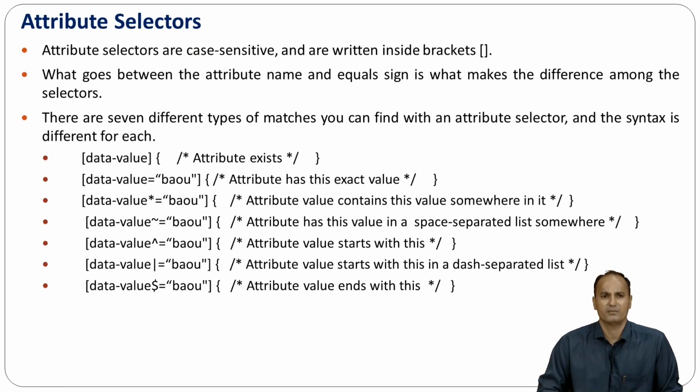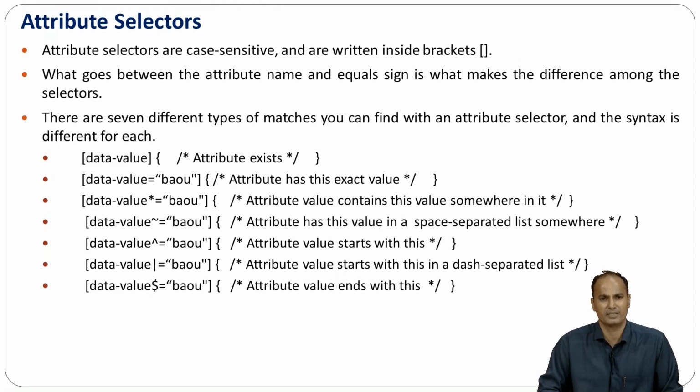Then after that we have various kinds of attribute selectors. In an HTML document we have various tags having various attributes. So through selectors we can have different kinds of CSS effects. Attribute selectors are case sensitive and are written inside brackets. What goes between the attribute name and the equal sign is what makes the difference among the selectors. There are 7 different types of matches you can find with attribute selectors, and the syntax is different for each.